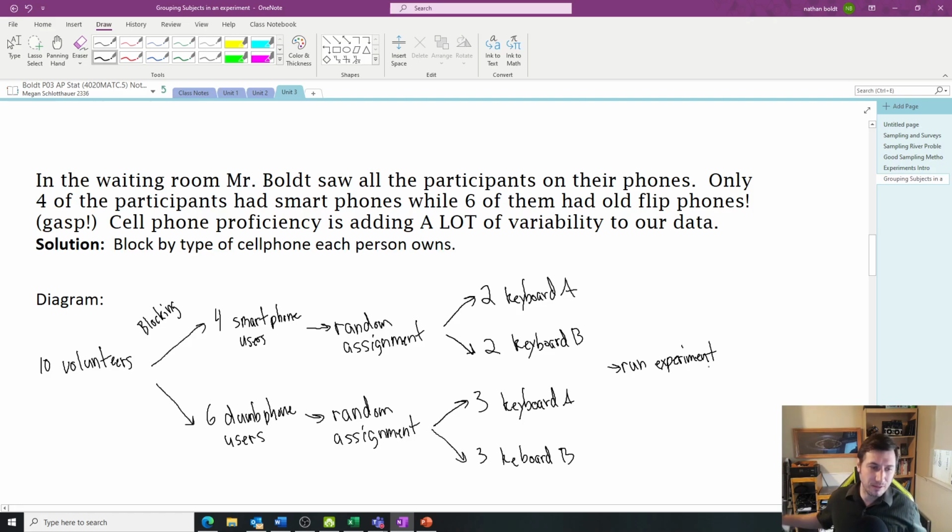But that's kind of how blocking works. You first separate them out by some similar characteristic they have. Then within those blocks, you still do a random assignment. All right, so how would we do this? We would probably use a simple random sample, an SRS, to divide them up inside their blocking. And what that does for us is it eliminates a lot of the variability, and we'll be able to see, hey, is there a difference between keyboard A and keyboard B?